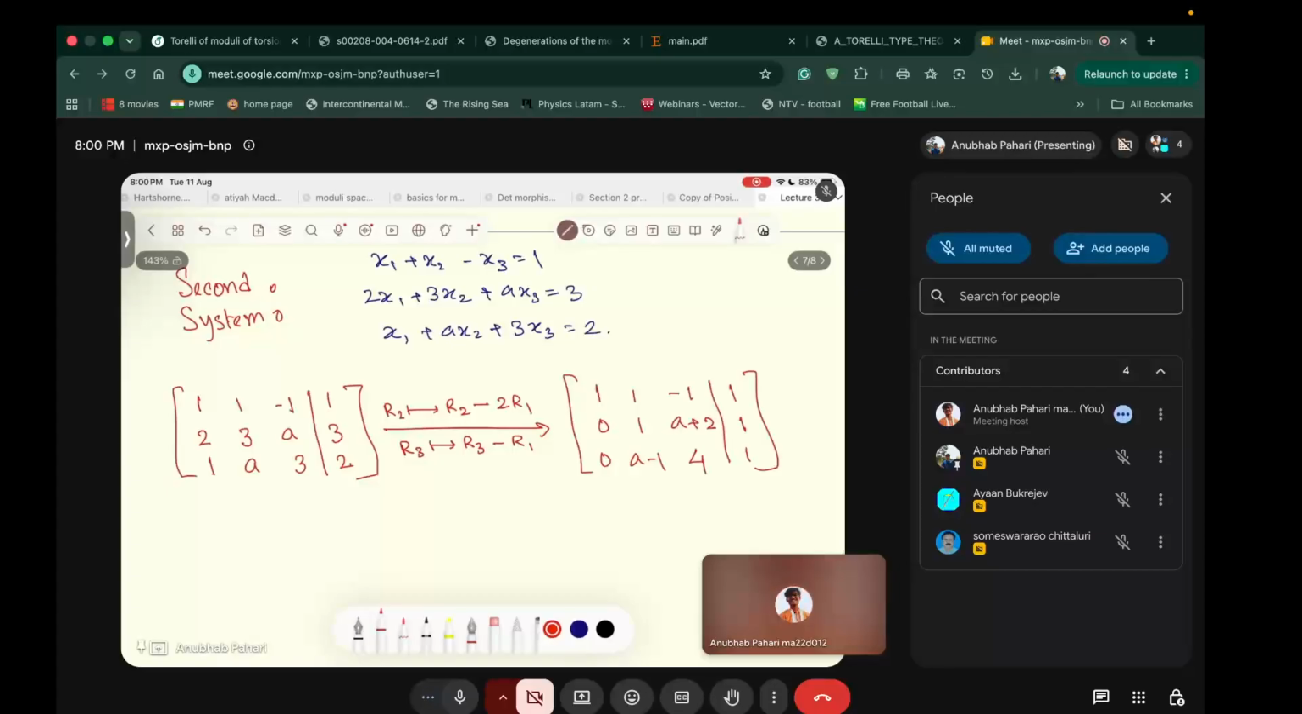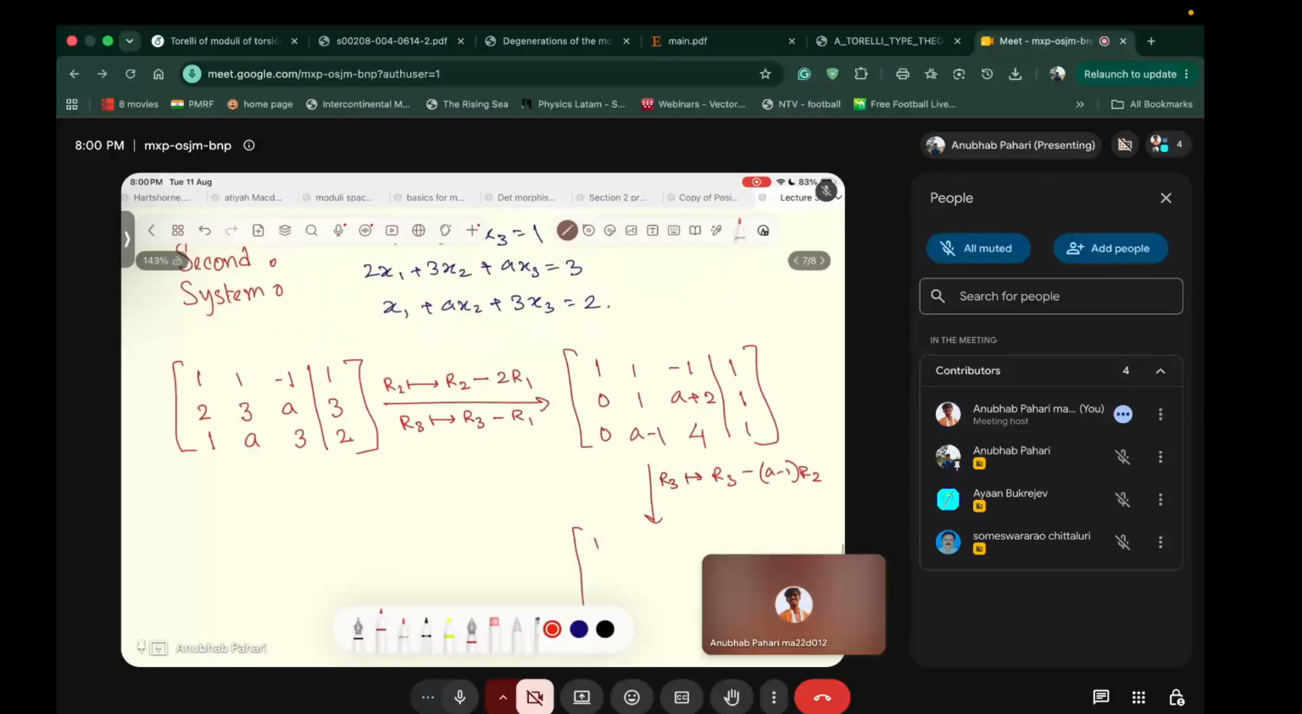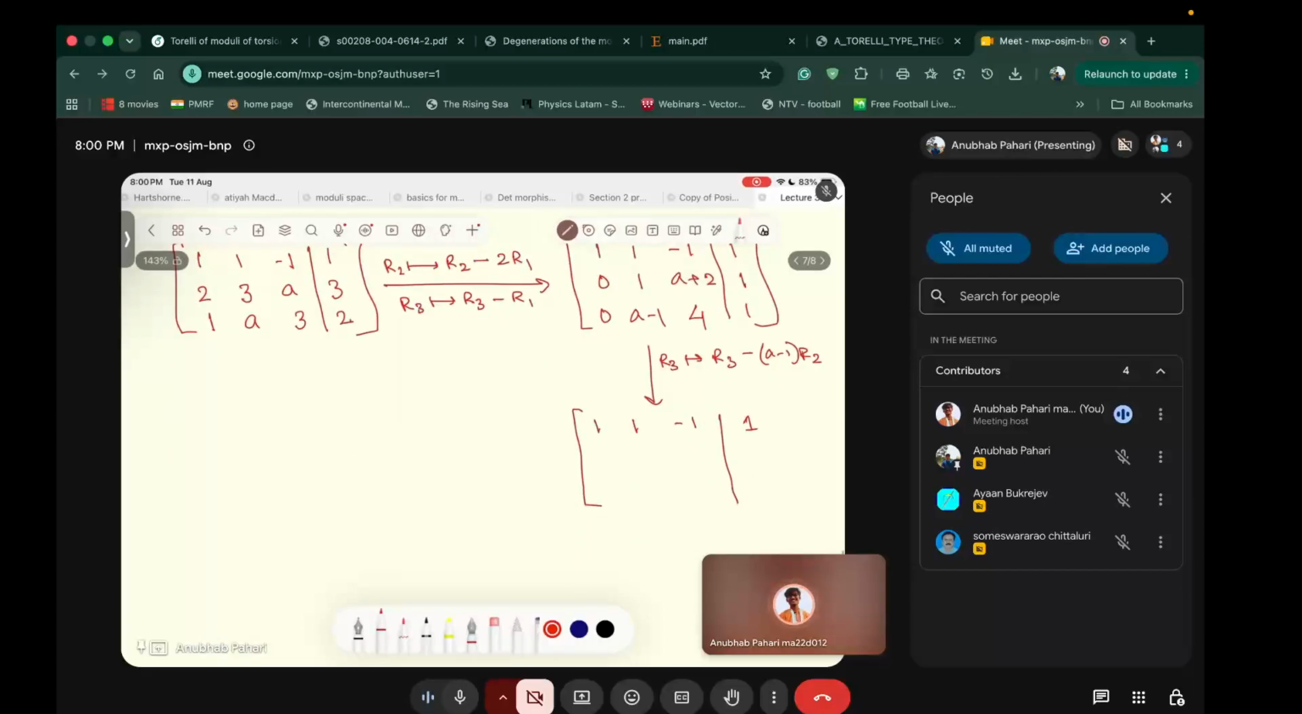Now the third step will be you change your R3 with R3 minus a minus 1 times R2, and it will give you 1, 1, minus 1, 1. The first one is fixed and the second one will be 0.